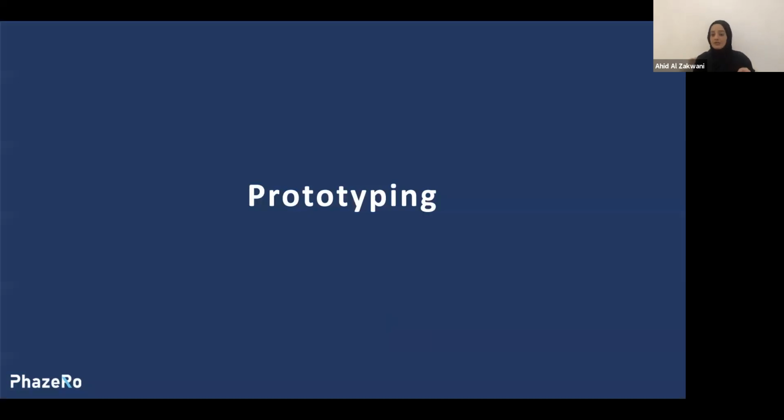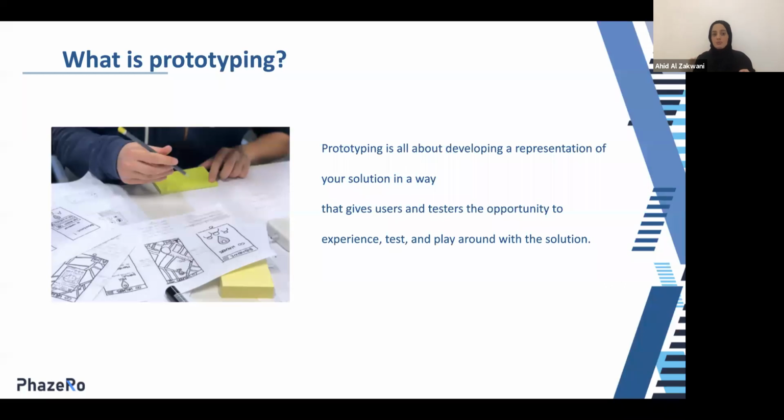And then we have prototyping. Prototyping is developing a representation of the solution to test and validate later.